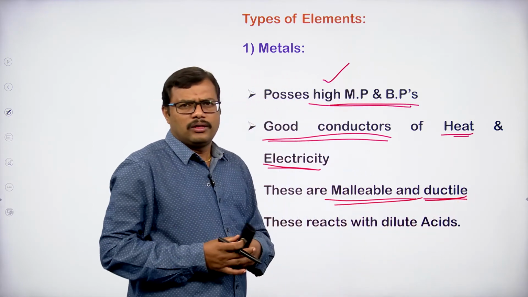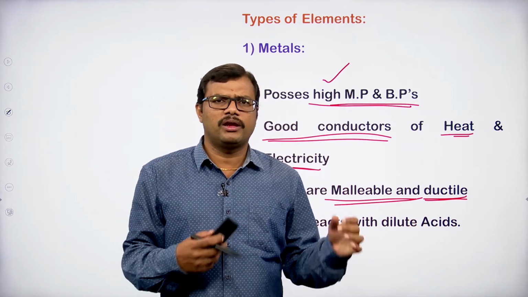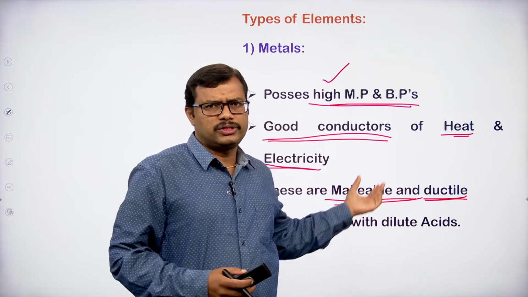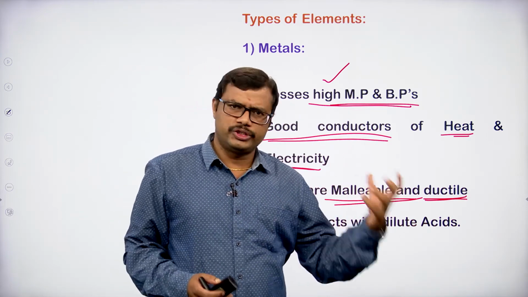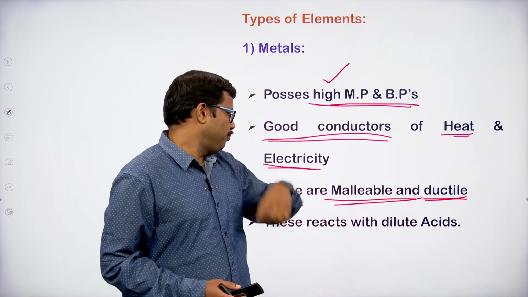These are malleable as well as ductile. We can make metals into very long sheets, or we can convert them into thin wires. Converting metals into sheets and metals into wires is called malleable and ductile.